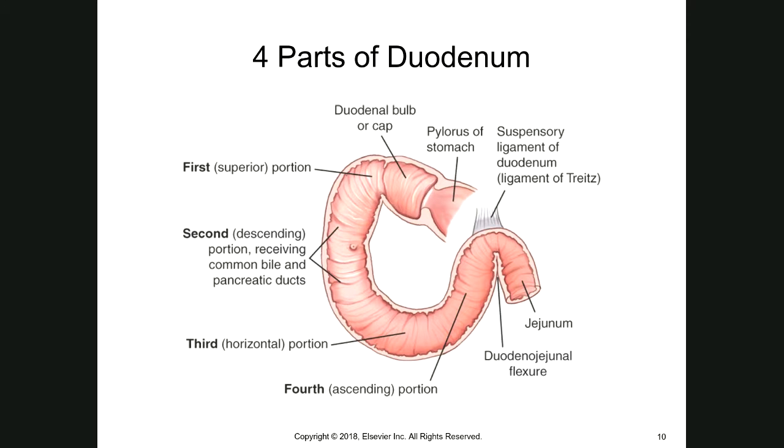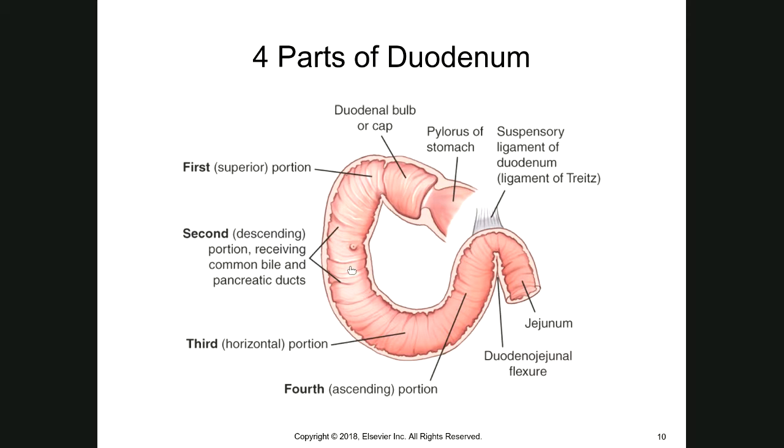Now the duodenum has different parts. You have the pylorus of the stomach, where it ends and dumps into the duodenal bulb or the duodenal cap right here. And then you've got the superior portion of the duodenum, the descending portion. Now the descending portion is important to us because this is where bile, either coming from the liver or from the gallbladder, is dumped in here, as well as the pancreatic duct dumps the pancreatic enzymes in the descending portion of the duodenum to aid with digestion.